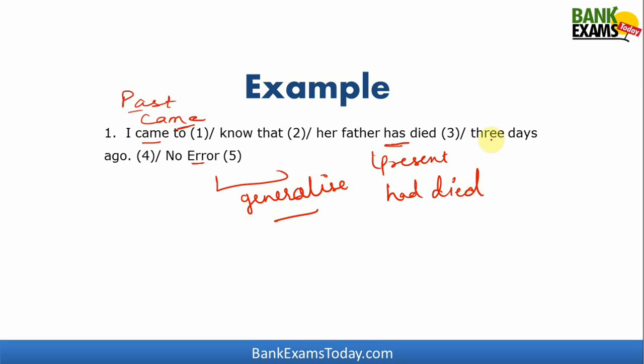Second hint you can take from 3 days ago. It means the activity has happened in the past. So the sentence should be in the past form. So that's why we are using had here.